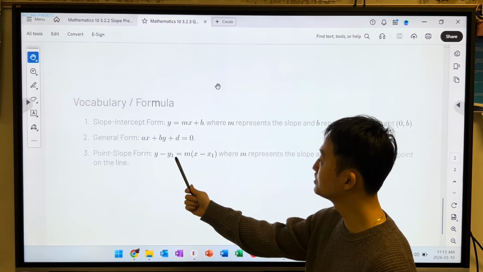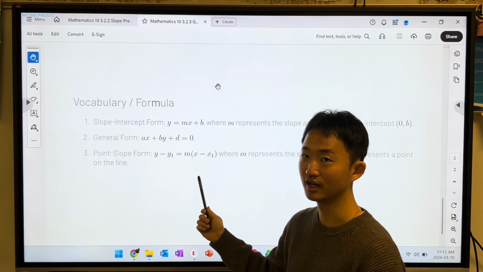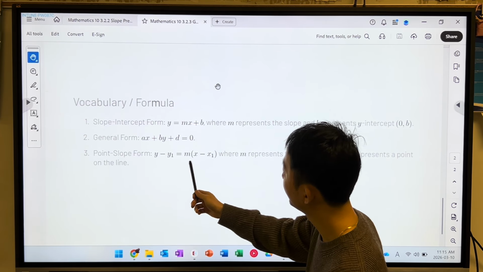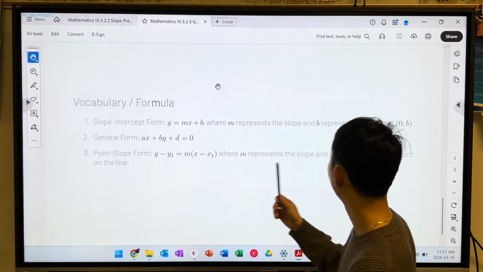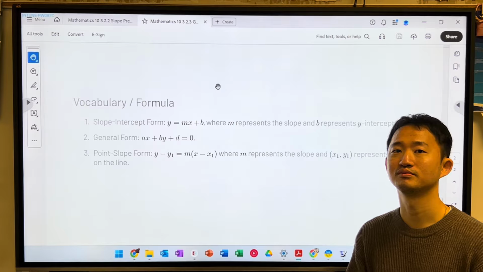And lastly, the point-slope form, it looks like y minus y1 equals m times x minus x1. M represents a slope, just like the slope-intercept form, and x1 comma y1 is a point on the line, and it can be any point on the line.